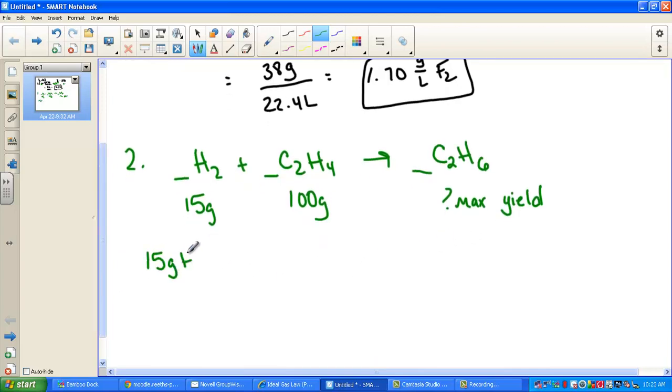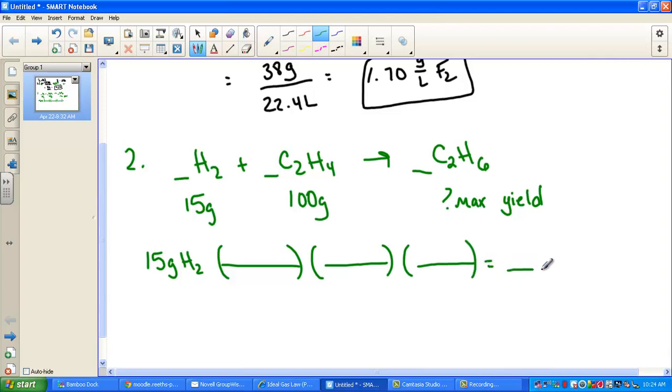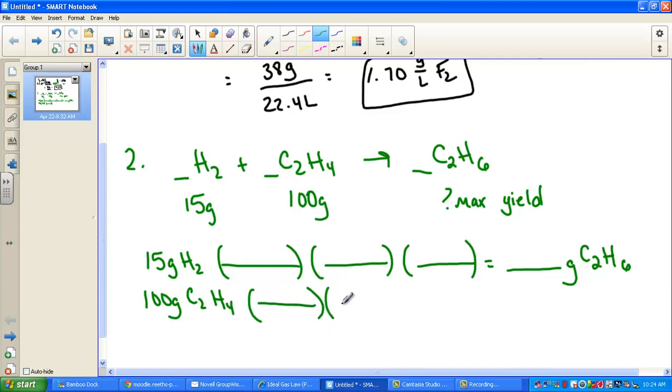If indeed 15 grams of hydrogen limits the reaction, we'd have our 3-step stoichiometry problem where we divide, we ratio, we multiply, where the target is C2H6. We have 100 grams of ethene, C2H4, and I'll get those parentheses ready as well, where we divide, we ratio, we multiply, knowing now C2H6, the same target. So in the heart of our problem, we have the want over given ratio.